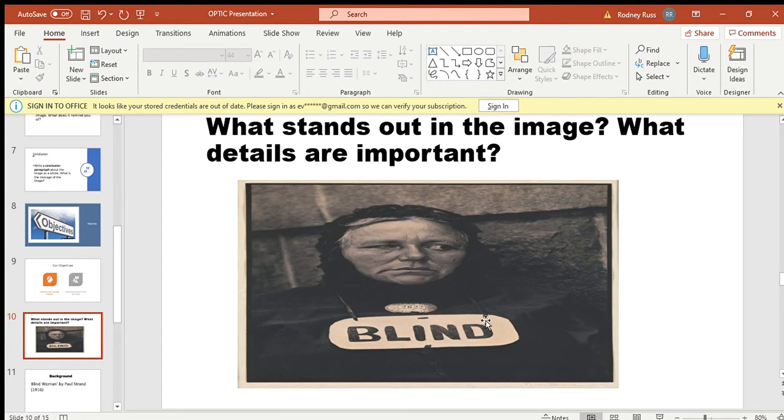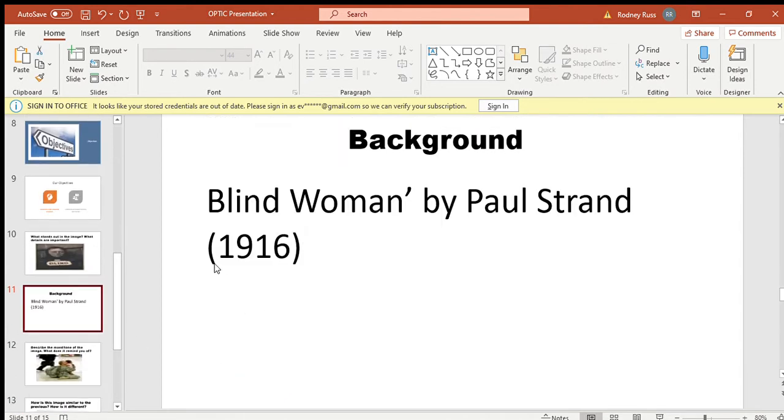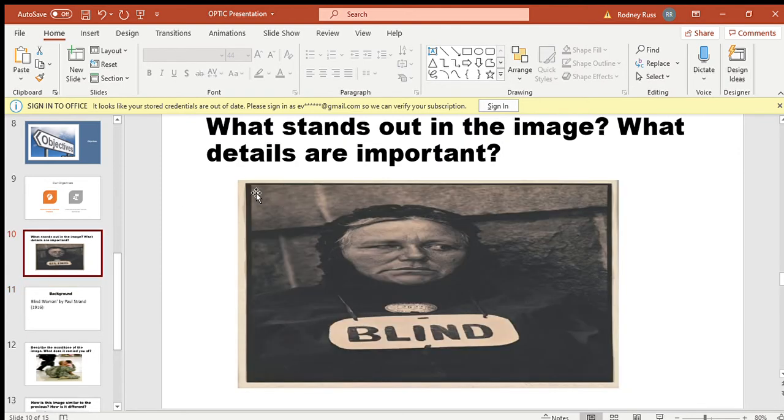We can look at the photo. We can determine that this photo was taken at an early time. To be specific, the name of this painting or image is Blind Woman by Paul Strand, which was taken in 1916. If we look at this image, we can infer that this lady is most likely someone who's begging, or the sign could simply be to let people know that she's blind and to look out for her. But we can infer that maybe she's looking for assistance.